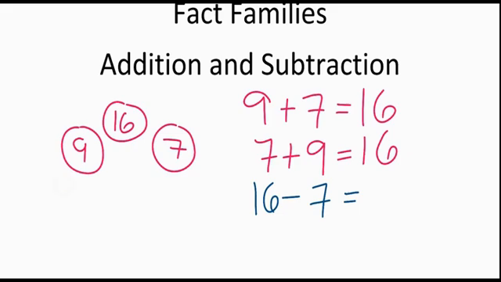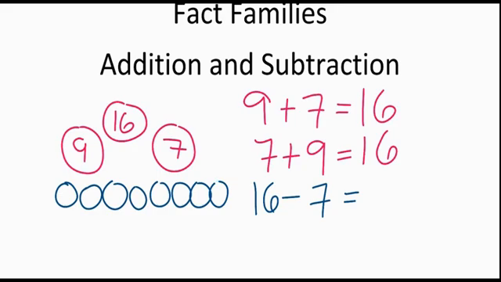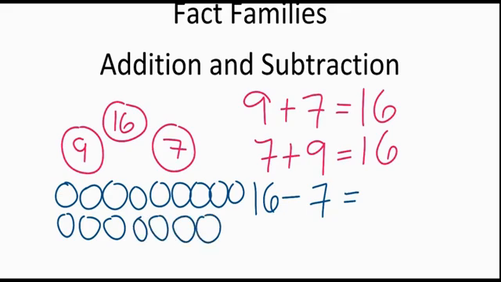Let's draw out 16 circles. 1, 2, 3, 4, 5, 6, 7, 8, 9, 10, 11, 12, 13, 14, 15, and 16. Okay, now I have 16, and some of you may have noticed that I drew them out the exact same way I did the first time with the addition problem. But this time we're going to take away 7. 1, 2, 3, 4, 5, 6, 7. So now we're going to see how many we have left. 1, 2, 3, 4, 5, 6, 7, 8, 9. Well, what do you know? Our answer is 9. Are you starting to see the pattern here?